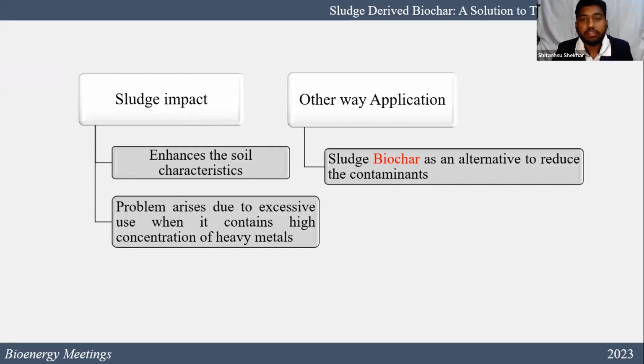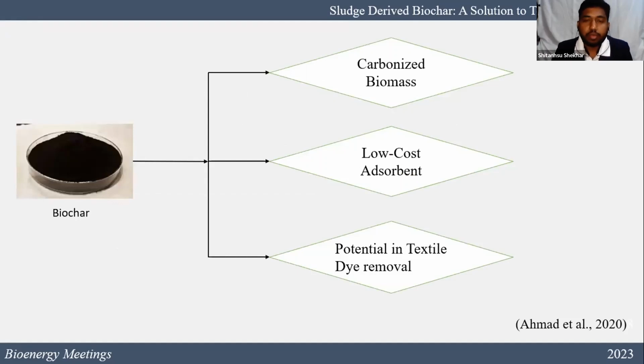So what are the other ways of application? Then biochar comes into play. Sludge biochar is an alternative to reduce the contaminants. How can it reduce them? Biochar is prepared, as we knew in the previous presentation, by the process of pyrolysis, so it is heated at very high temperature. What it does with the biomass is that the mobility of heavy metals is reduced after the heating. And this picture you can see is the biochar prepared by me during my research from the sludge.